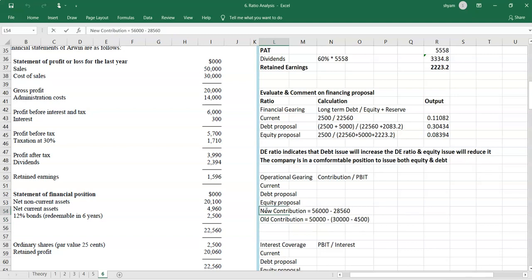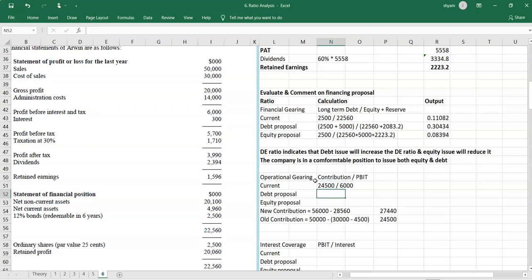Okay, so let's get the new contribution and the old contribution. Okay, we got both. So PBIT won't be a problem, that we can find out easily. So old contribution is 24,500 divided by PBIT. PBIT we have here. It is 6,000.